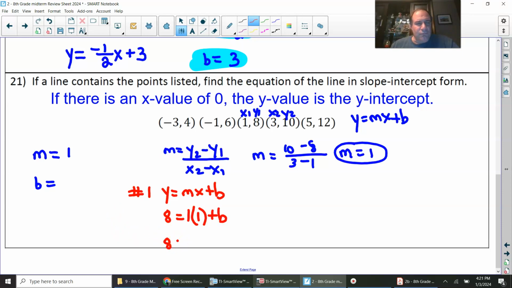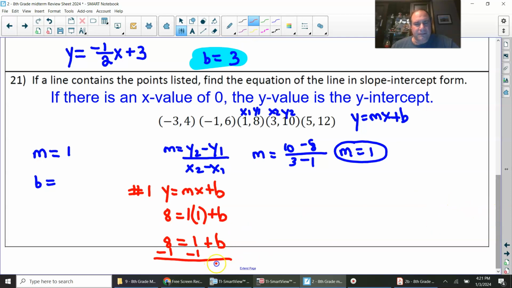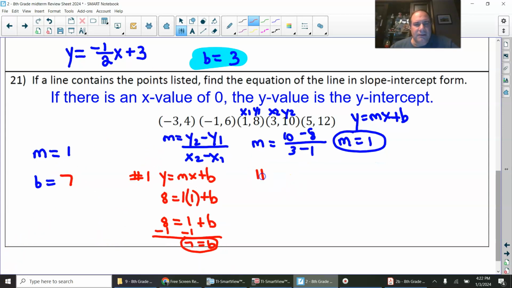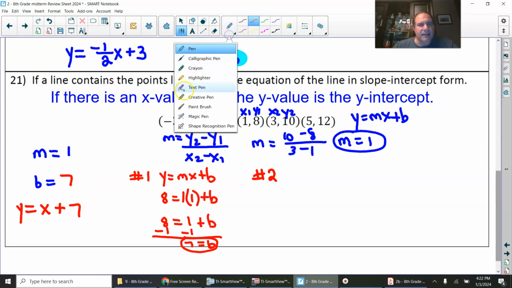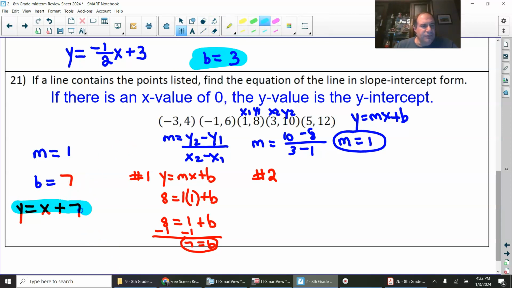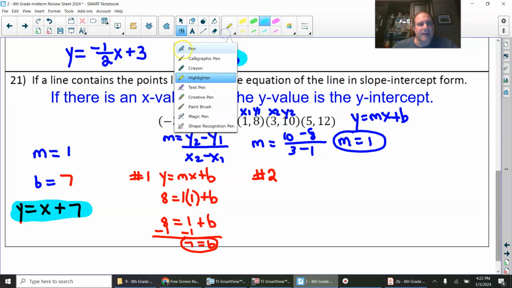So we have 8 equals 1 times 1 is 1 plus b. Then you're subtracting 1 on both sides. And now b would be 7. If b is 7, then we have the equation of the line. Right now it's y equals 1x plus 7. That's the equation of the line. All right, so I'm going to highlight that. If you used y equals mx plus b, that's the way to go about that and do it.